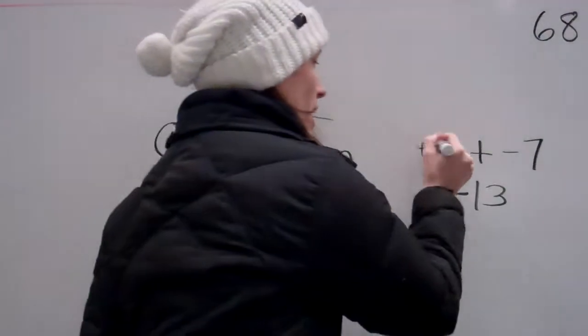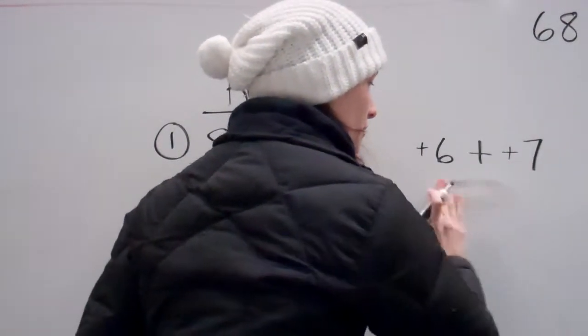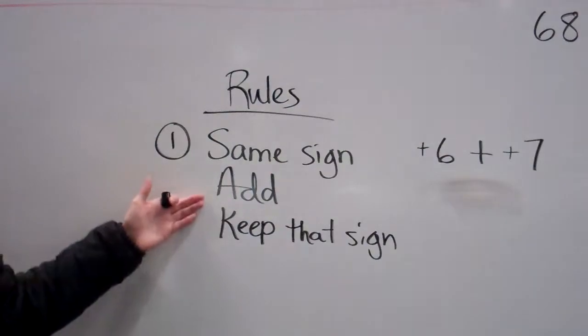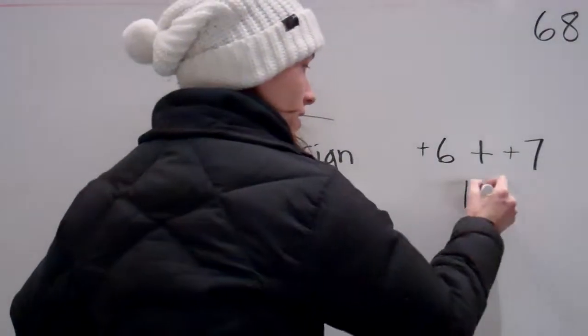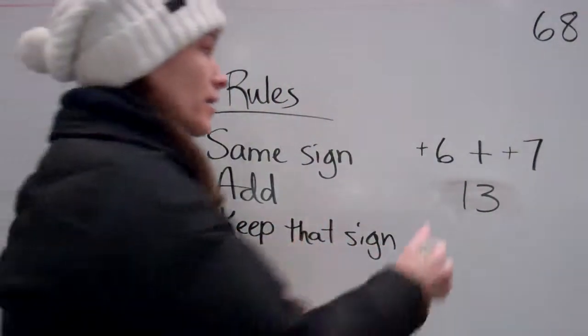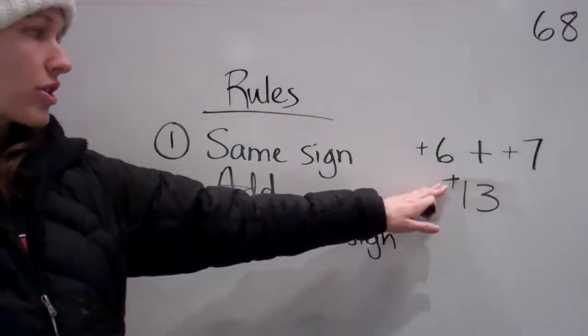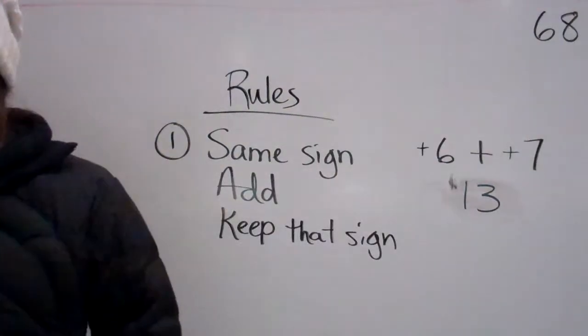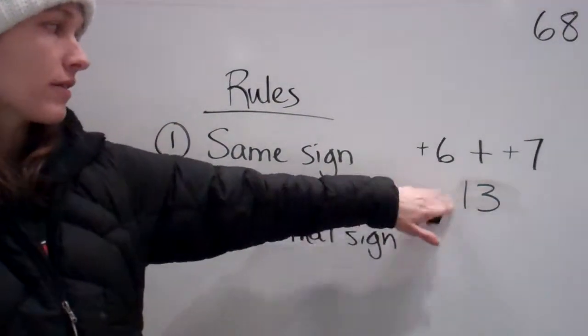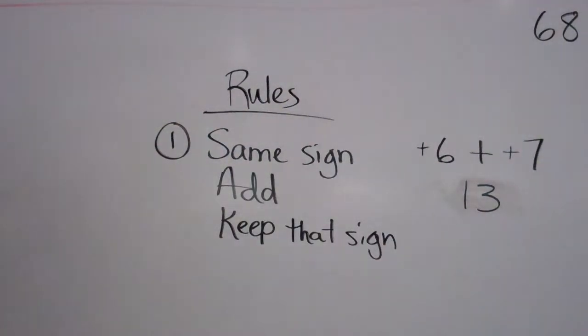Okay, if these were positive and positive, what would I do? Positive 13. Same signs, I would add 7 plus 6, 13. Keep that sign, positive, and you don't actually have to put a positive, okay? You can just leave it blank. That actually means positive, okay, if you don't even have a sign on it, okay? Does everybody understand that rule?